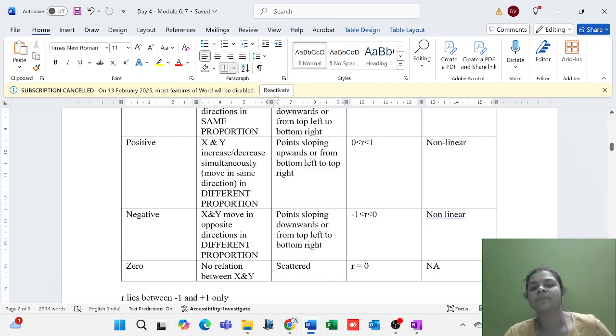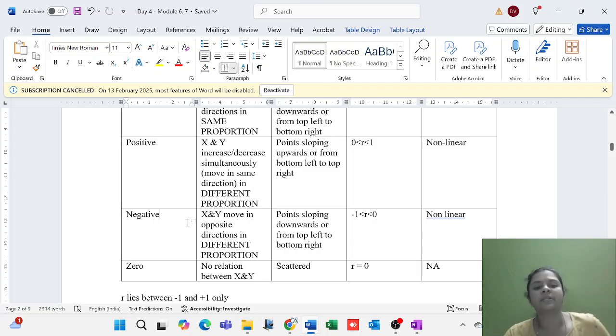Now here, since it is positive, the value of r will be greater than 0, but it is not perfect, therefore the value of r will be less than 1. So r will lie between 0 and 1. It is a non-linear correlation, which means it does not have a linear equation.